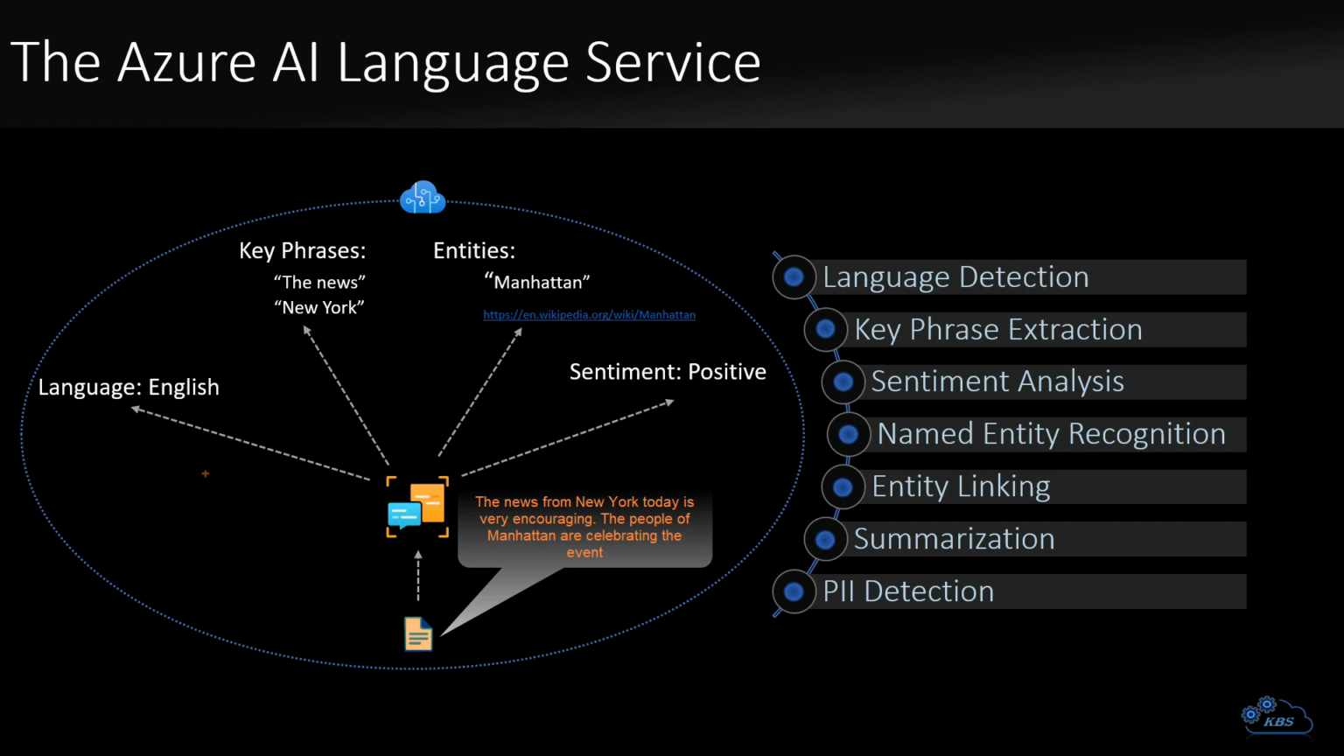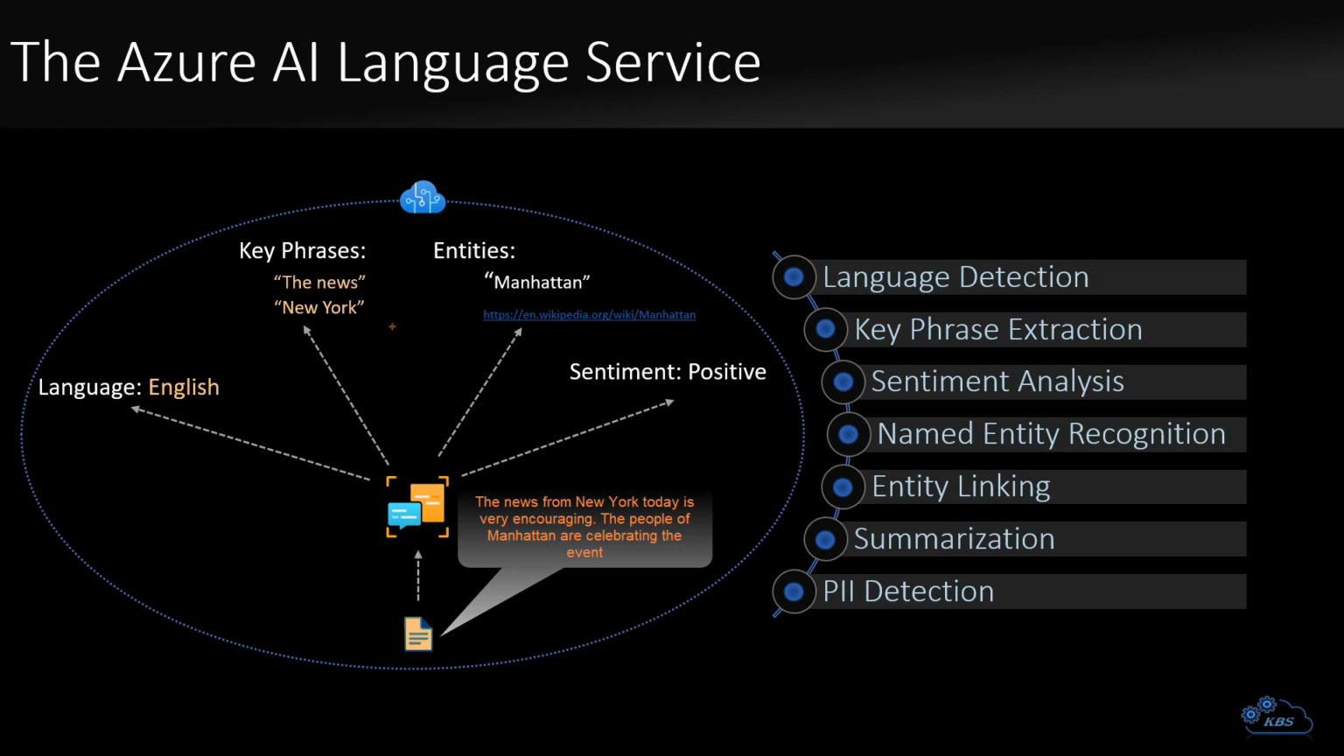Azure AI Language Service promptly identifies the language used in our example text, determining it to be English with high accuracy. Key phrase extraction. It efficiently pinpoints essential terms such as the news and New York, highlighting the focal points of the text without the need for manual tagging.